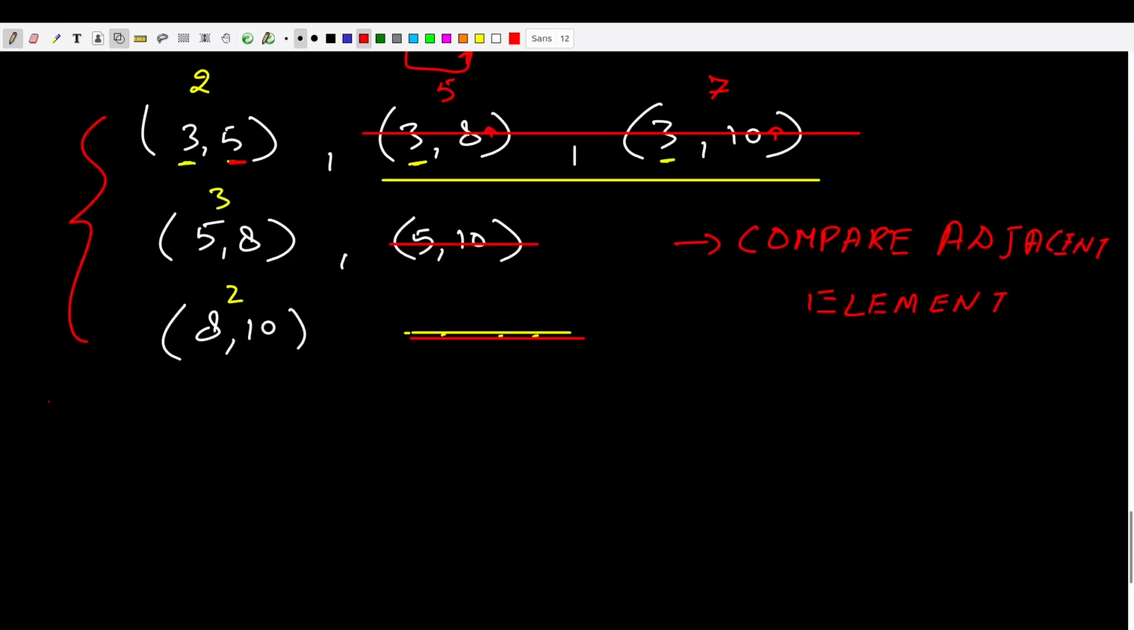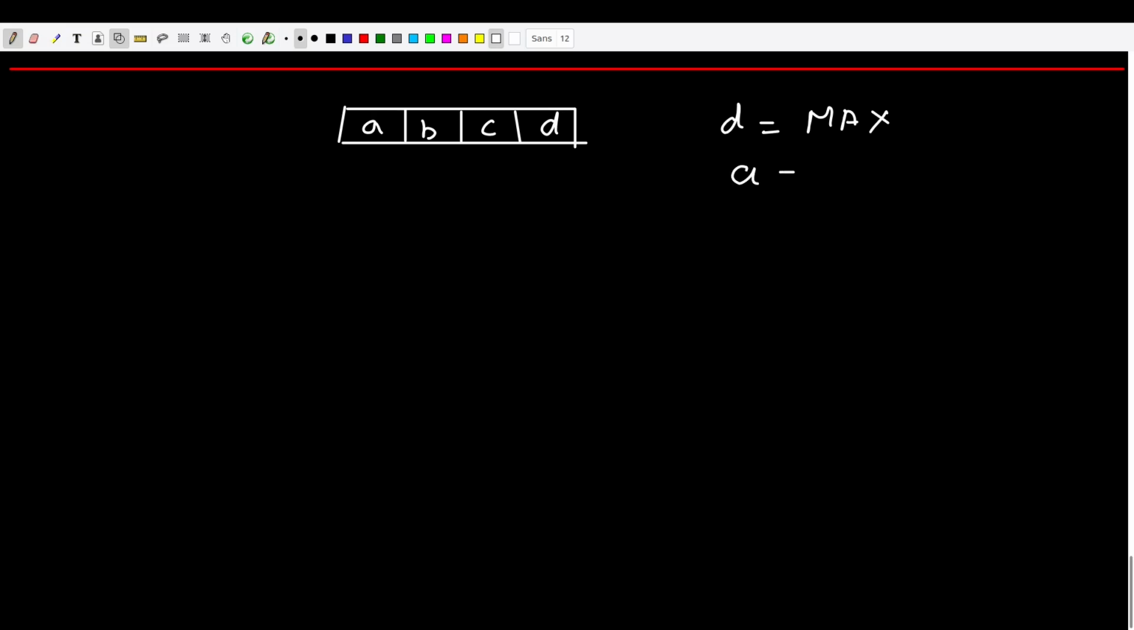Now let us look at another concept which will be used in this. Let us say the array is sorted, and the elements over there are A, B, C, and D. These are the 4 elements which are present. Now we know that D is the max element of the array, since the array is sorted in increasing order, so D is maximum. Similarly, A is minimum. We already know that.